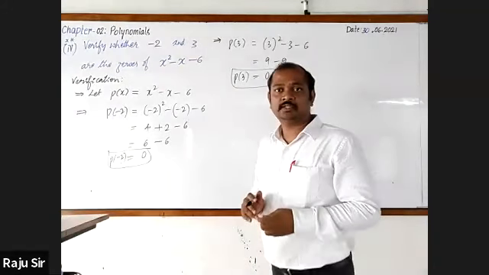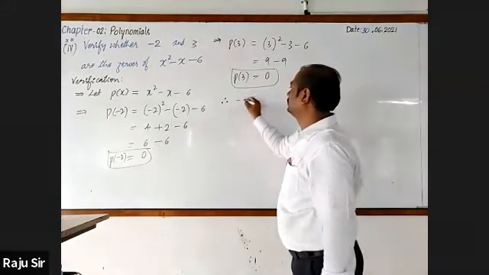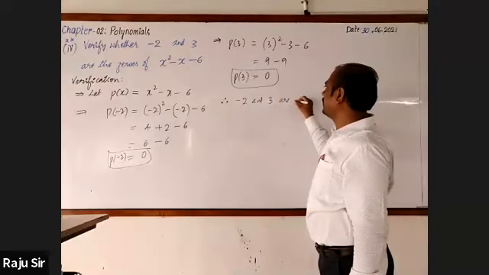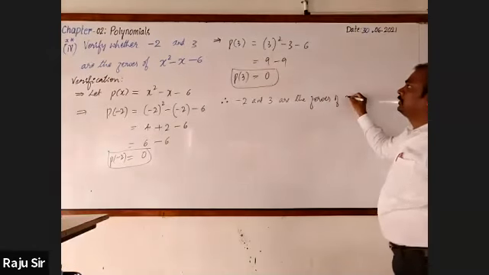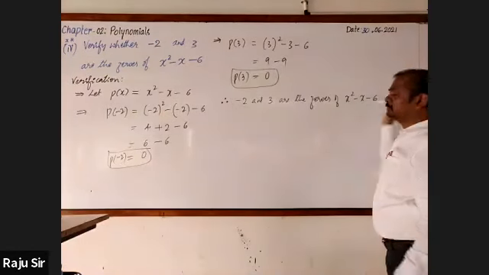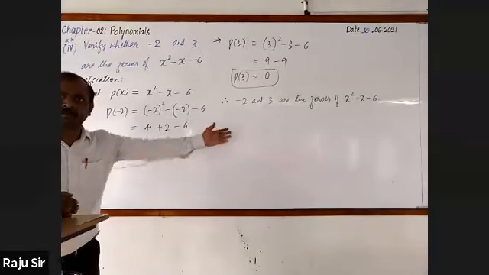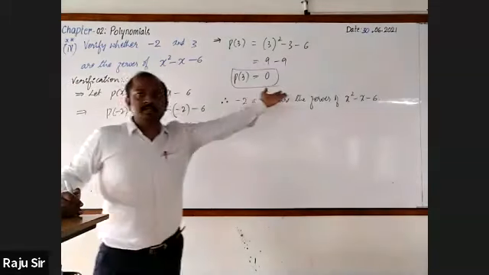Understood, Aniket? Yes, sir. Okay, good. Let me write the conclusion. Therefore, minus 2 and plus 3 are the zeros of x square minus x minus 6. I've written the conclusion one time only. You separate it, very good. Here minus 2 is the zero of the polynomial. Here 3 is the zero of the polynomial. Or else both.